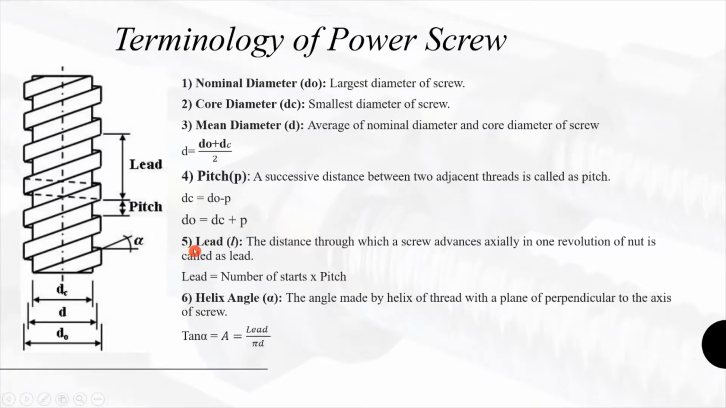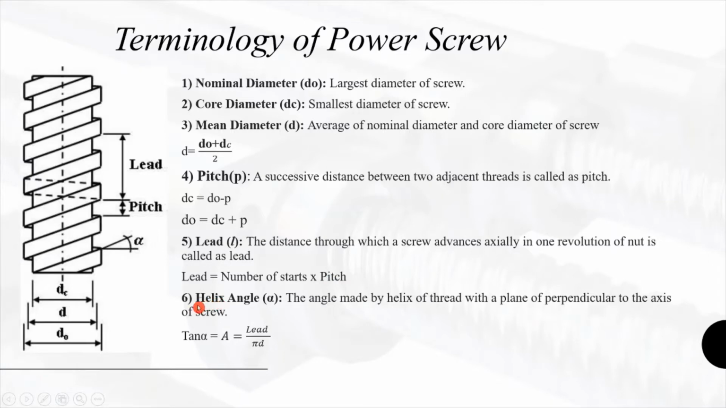Then the next term is lead. Lead is denoted by small l, and it is the distance through which the screw advances axially in one revolution of the nut. So it is the distance moved by the screw or nut after one complete rotation, and it is equal to pitch for single start threads. So lead is equal to number of starts times pitch. If the number of starts is equal to 1, then lead is equal to pitch.